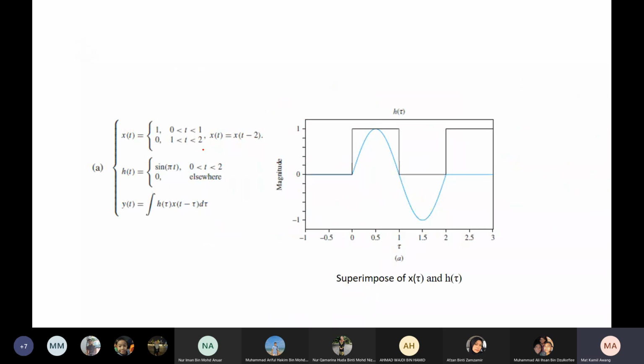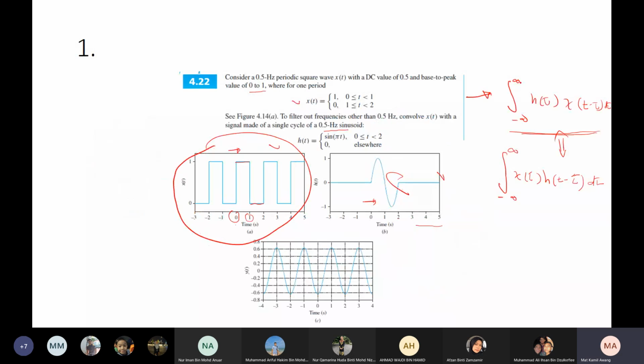So if you draw x of t and h of t in the same graph, x of t is given by the black line, and h of t is given by this one. So y of t, the convolution, is given by this formula. Use the top one instead of this one, actually it will give you the same answer, right?